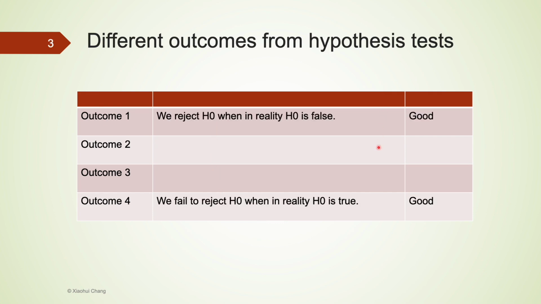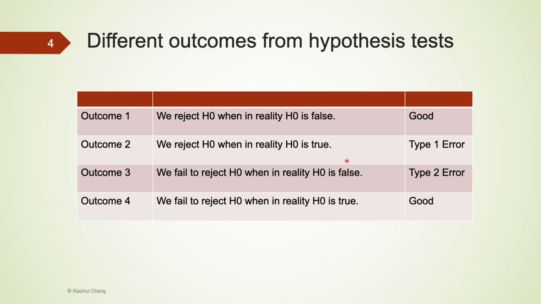Out of the 4 outcomes, 2 are desirable. That is, when the null is false, we reject it, or when the null is true, we fail to reject it. The remaining 2 outcomes are not so desirable. The first one is null is true, but we end up rejecting it. This is known as a type 1 error. The second one is null is false, but we fail to reject it. This is known as type 2 error.